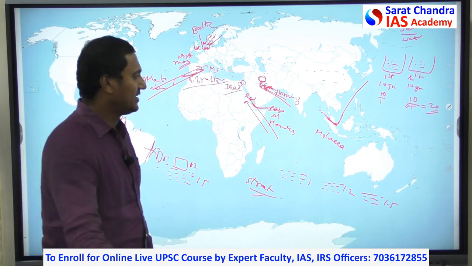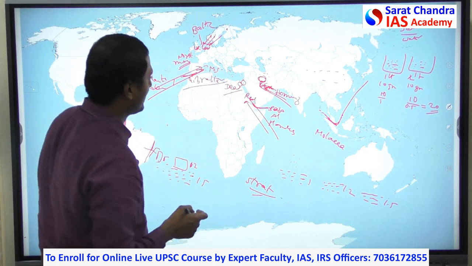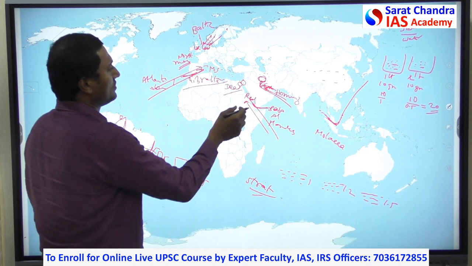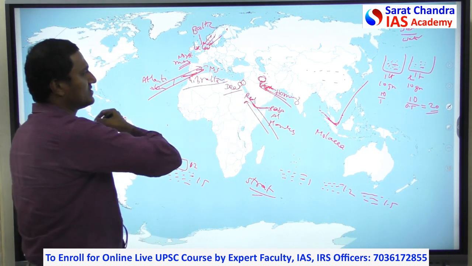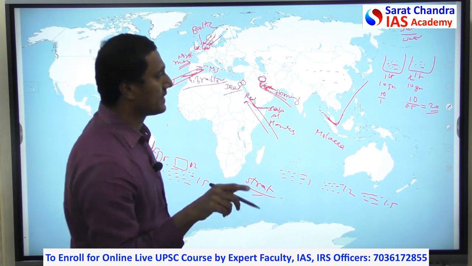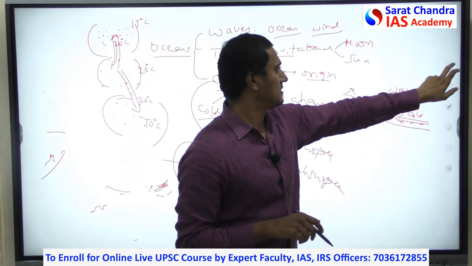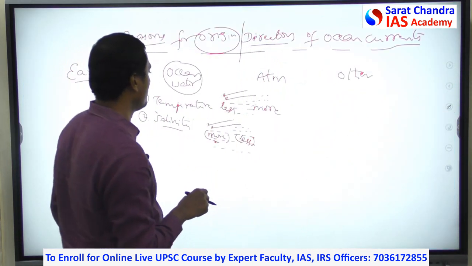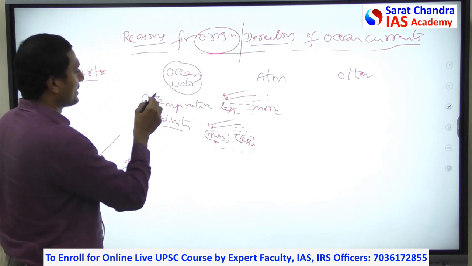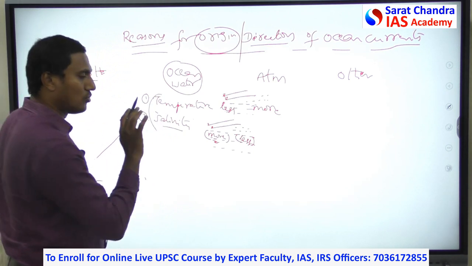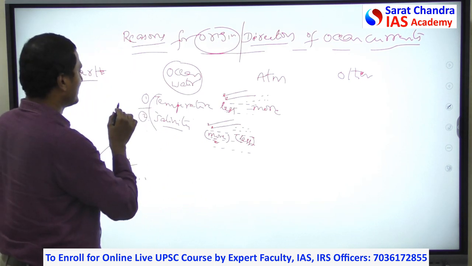Okay, what is the topic? Ocean currents. Now friends, see. Ocean currents flow from Arabian Sea to Red Sea, Atlantic to Mediterranean Sea. Why? Because of difference in salinity. However, friends, temperature and salinity both actually affect density.